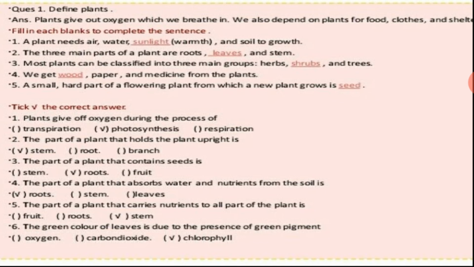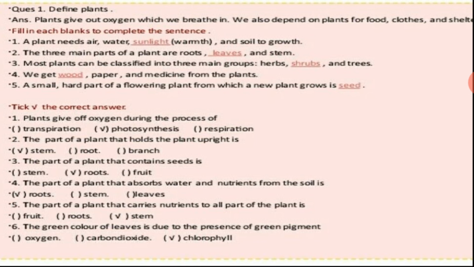Fourth, the part of a plant that absorbs water and nutrients from the soil is root, stem or leaves. It is the roots. So put a tick on roots. The part of a plant that carries nutrients to all parts of the plant is fruit, root or stem. It is the stem. A stem supplies nutrients to other parts of the plant, such as branches and flowers. The green color of a leaf is due to the green pigment chlorophyll. Put a tick on chlorophyll.